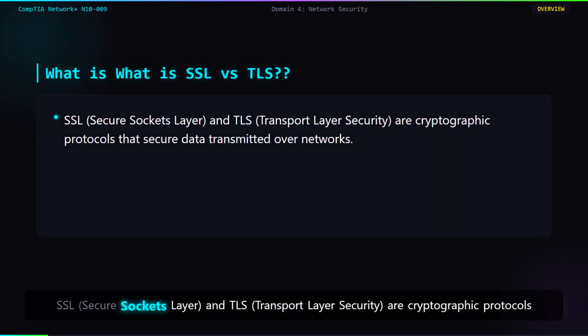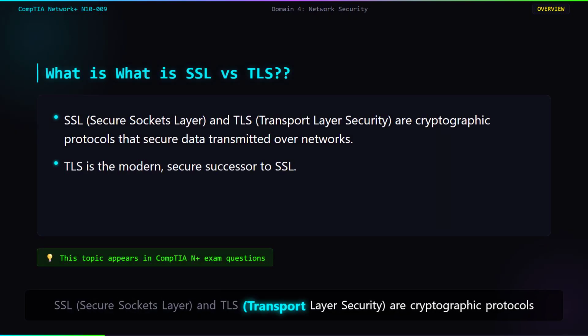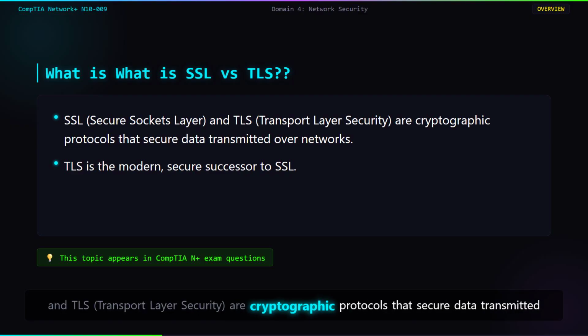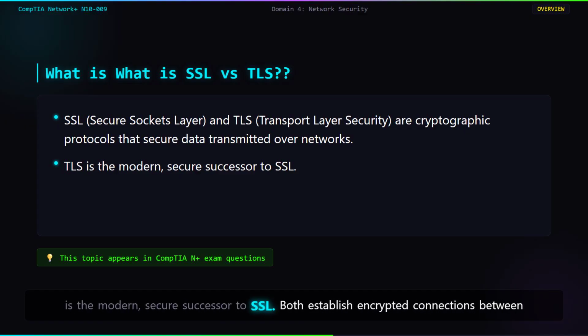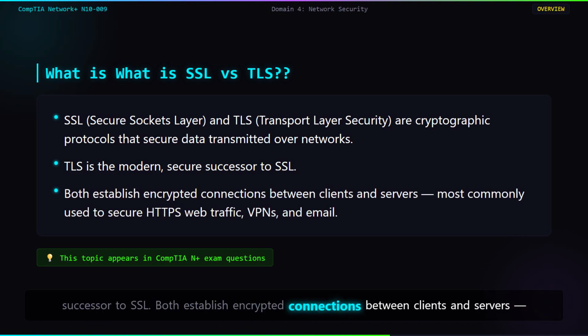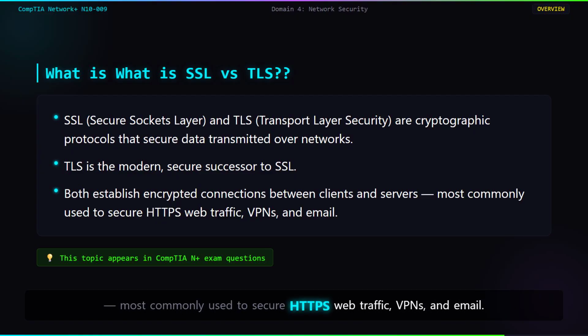SSL, Secure Sockets Layer, and TLS, Transport Layer Security, are cryptographic protocols that secure data transmitted over networks. TLS is the modern secure successor to SSL. Both establish encrypted connections between clients and servers, most commonly used to secure HTTPS web traffic, VPNs, and email.